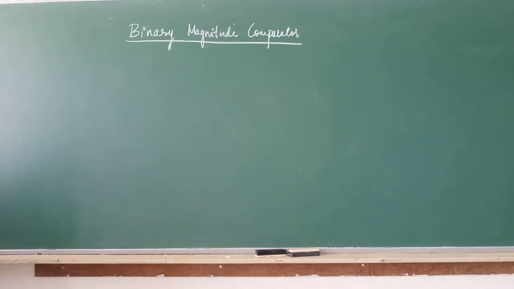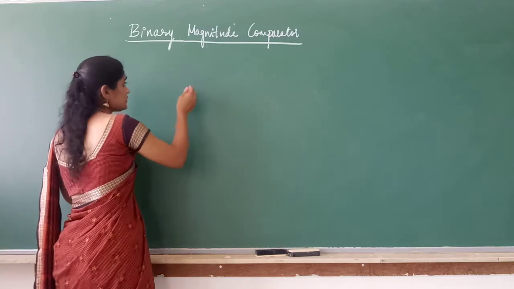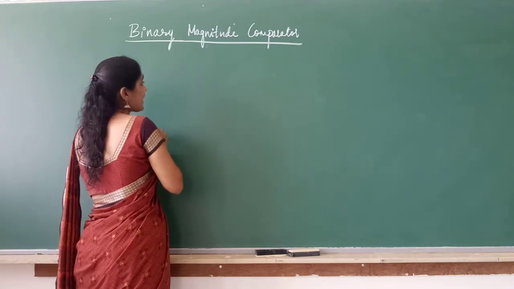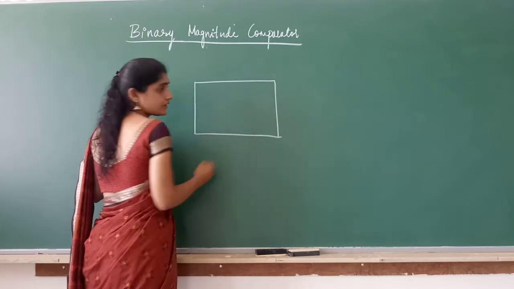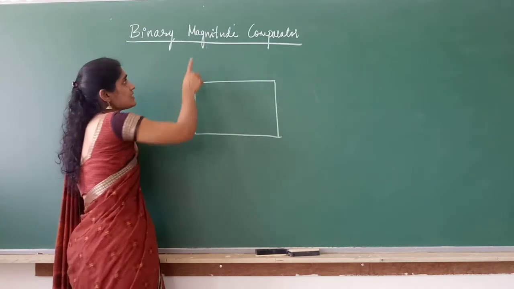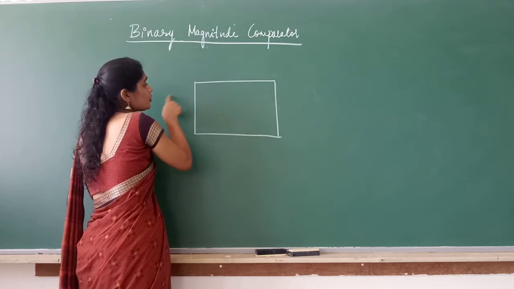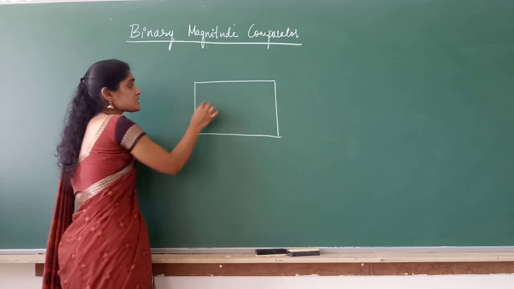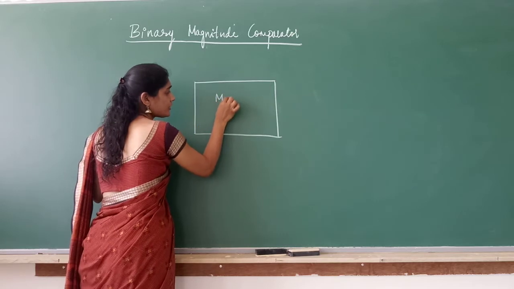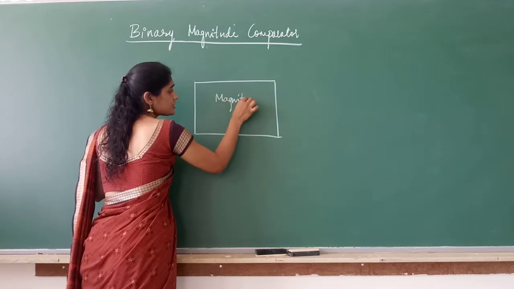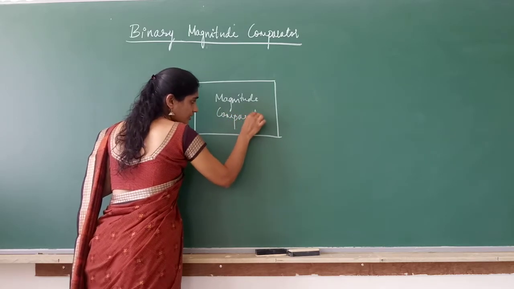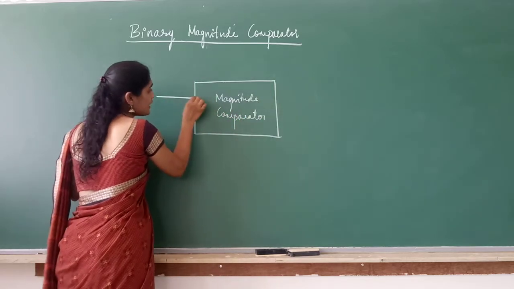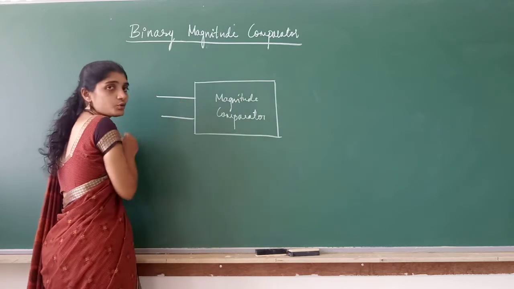Binary magnitude comparator is a logic circuit. It compares the relative magnitude of two inputs. Whatever I am writing here: magnitude comparator, it compares the relative magnitude of two numbers.